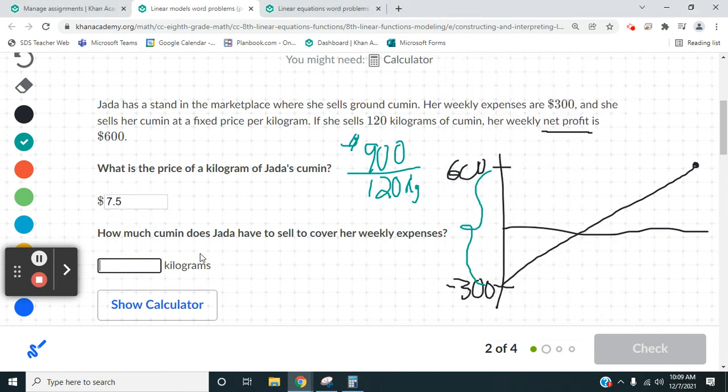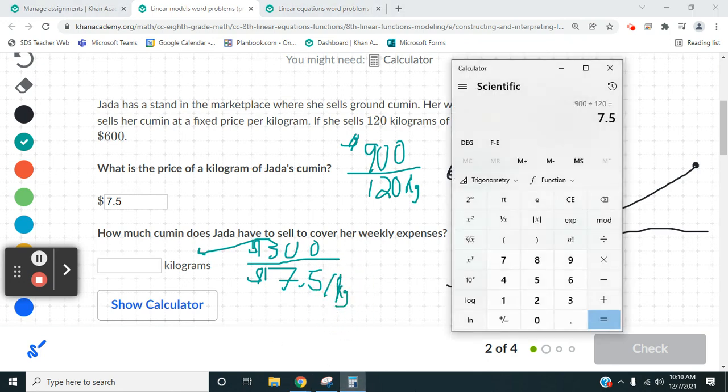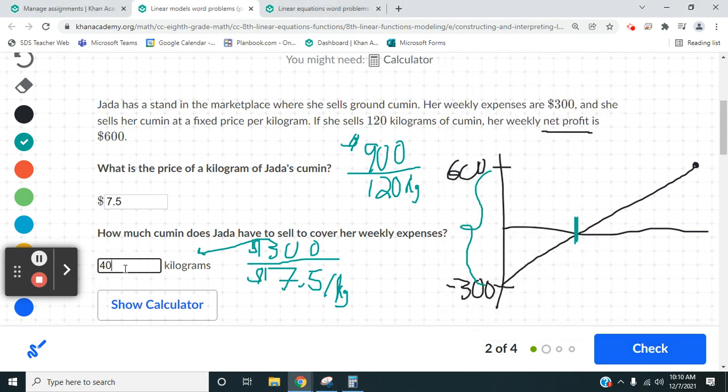Okay, how much does Jada have to sell to cover her weekly expenses? So what we're talking about is the break even. This is what I referenced a second ago. In order to break even, she has to sell $300 worth, right? But we're asking the question in kilograms. So $300 divided by the number we just found per kilogram. That's 40.